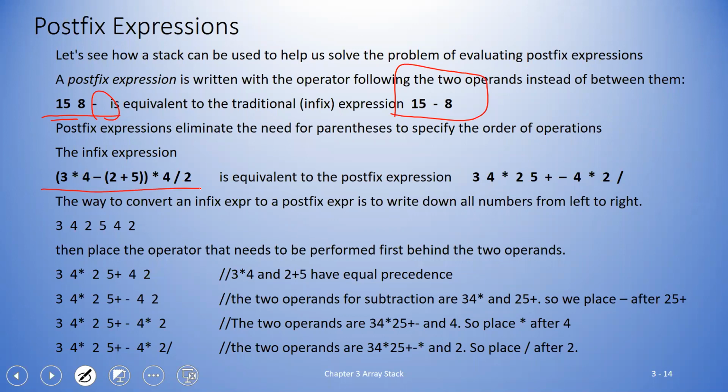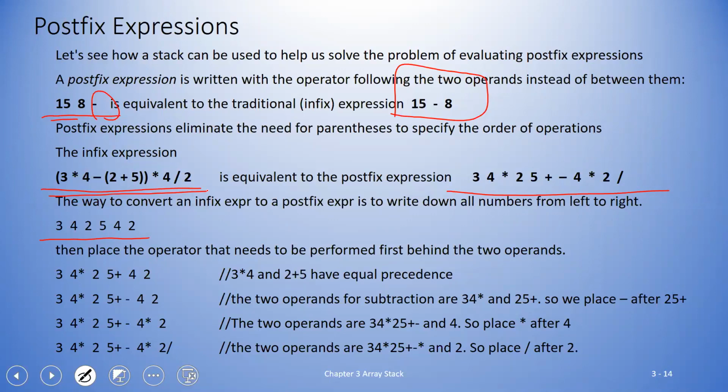So the first step is to write it all out. Okay, write all this out without the parentheses and just write it out. And then you will look at this and, oh, I'm sorry, I'm looking at my own notes. Okay, the way to convert an infix is to write down all the numbers. That's the correct way. Write down all the numbers. Okay, write down all the numbers. And then you look at it.